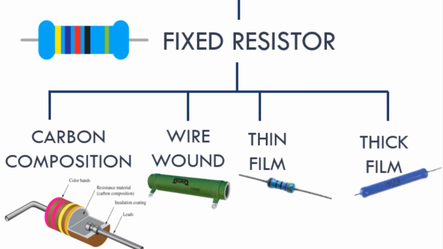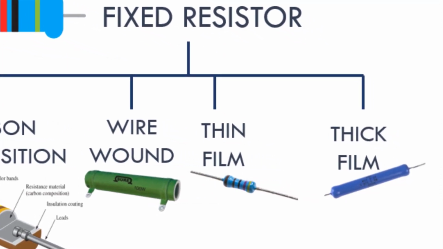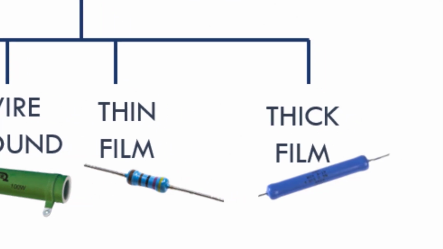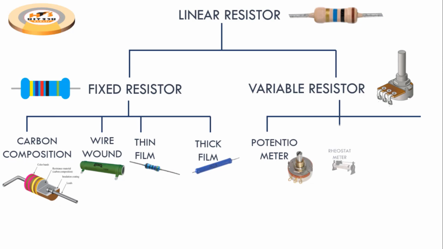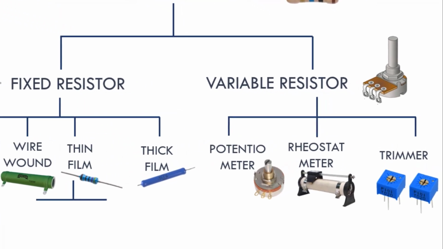Thick film resistors are similar to the thin film resistors. Only difference is, instead of thin film resistive materials, there is a thick film resistive material. Variable resistors can be further divided into three types. One is potentiometer, second is rheostats, and third is trimmers. Now we will see one by one.